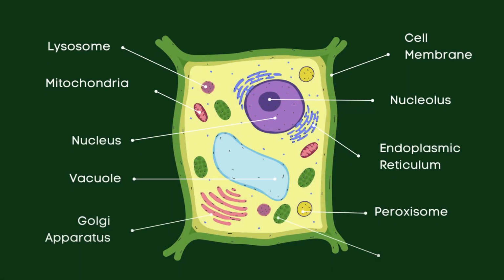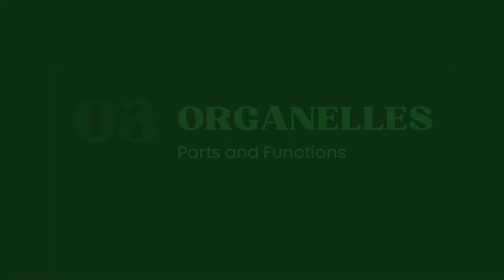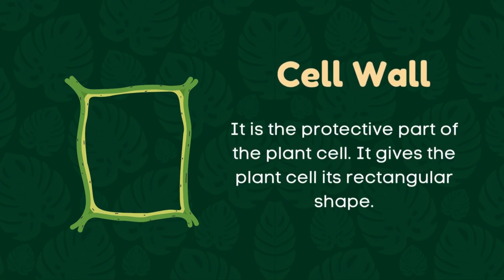Plant cell consists of lysosome, nucleus, mitochondria, vacuole, Golgi apparatus, cell membrane, peroxisome, endoplasmic reticulum, and nucleolus. Cell wall is the protective part of the plant cell. It gives the plant cell its rectangular shape.